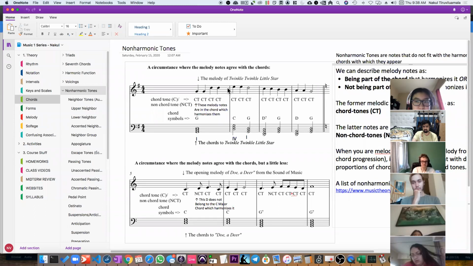It doesn't have to be that though. For instance, I made up another little melody, and in this particular instance, there are notes here, here and here, where the notes in the melody don't match the chord that harmonizes it. So that's basically what a non-harmonic tone is.